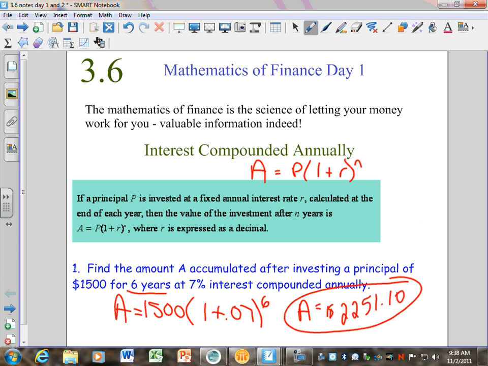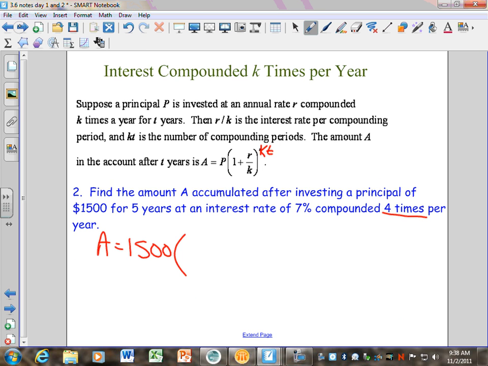Because it says annually, which means you could use this formula, but K would just be 1. So if you take R divided by 1, 6 times 1, it doesn't change. This is the one that I use all the time, and write that as a decimal.